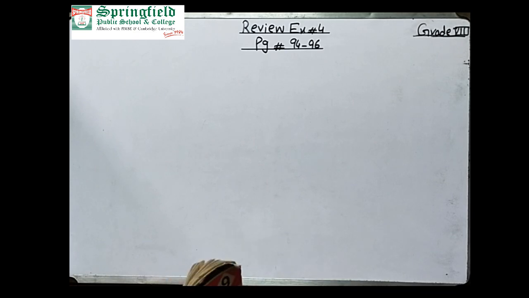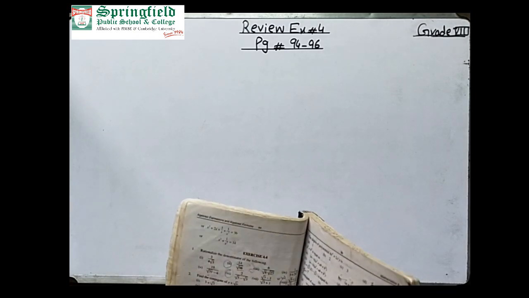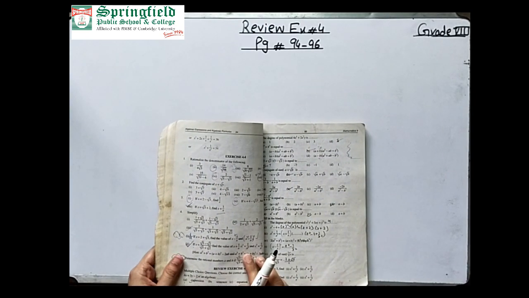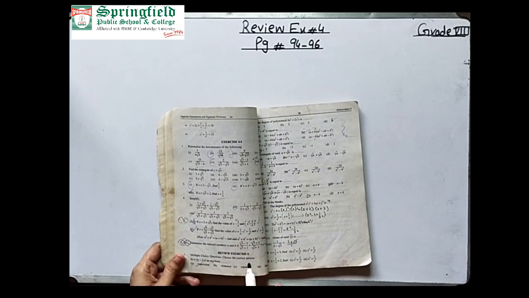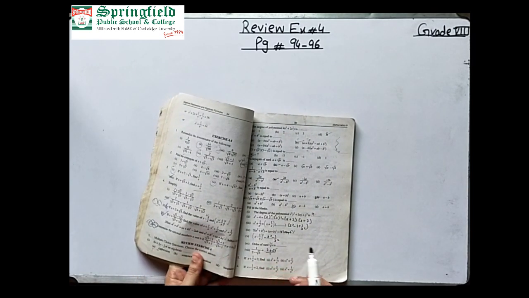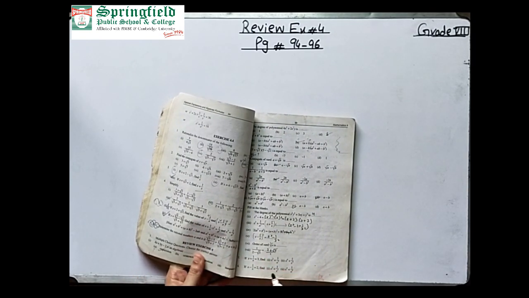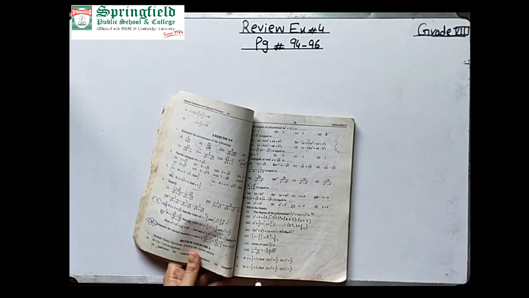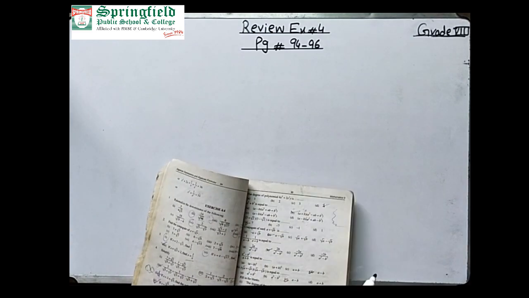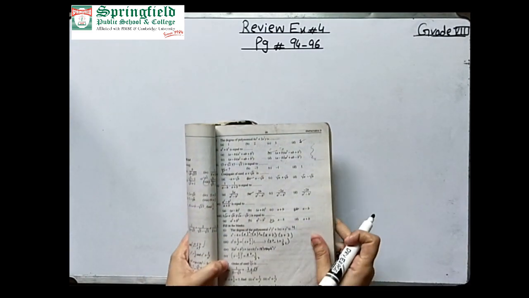Okay beta, in this assignment we will do the review exercise of chapter 4. Take up your book and turn to page number 94. Review Exercise 4. Questions 1 and 2 are your task. Complete them and then come to question number 3. I will start from question number 3 and see what they are saying.